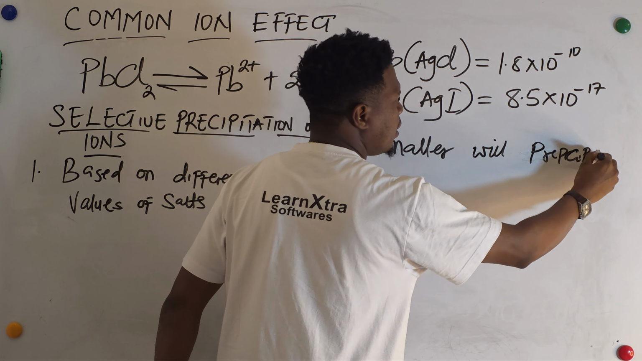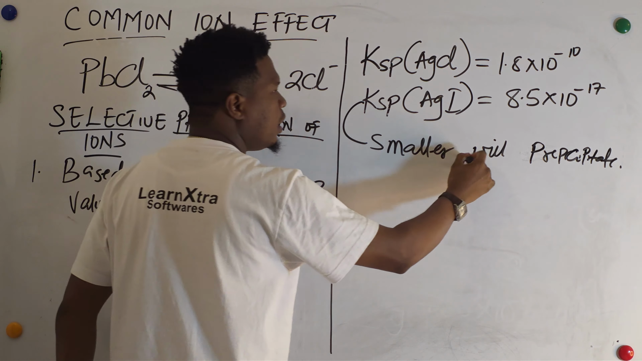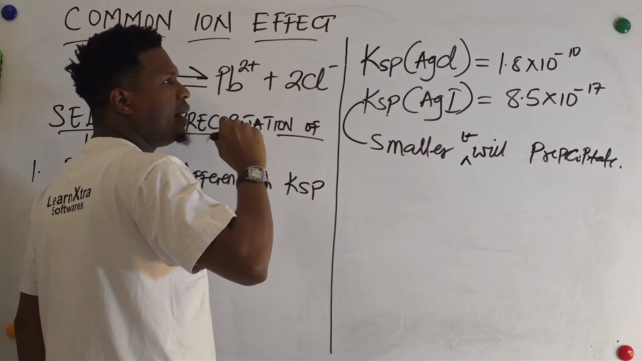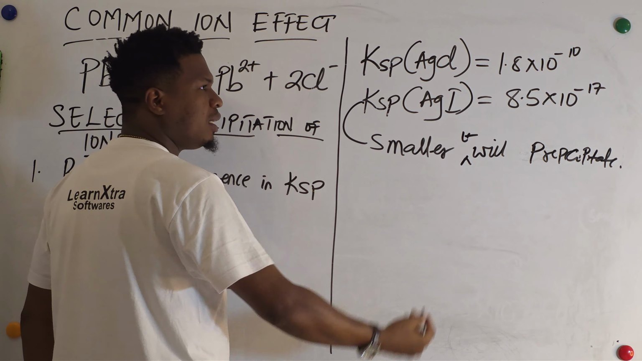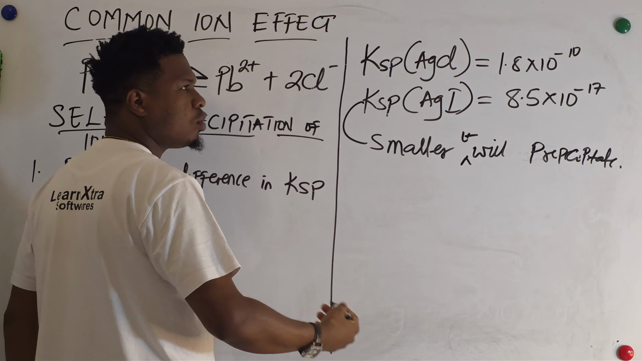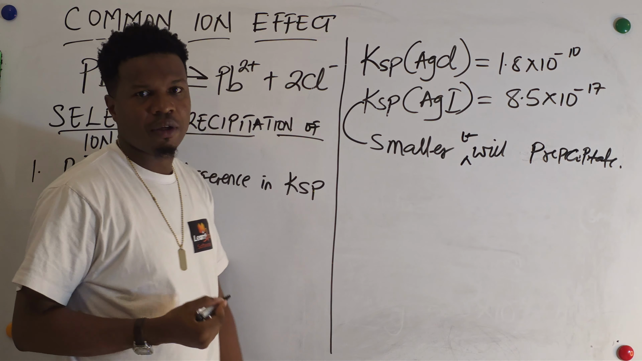Because the silver iodide's Ksp is smaller, it will precipitate. So the smaller the Ksp, the more possible that the salt or the ions of the salt will selectively precipitate out from the solution.